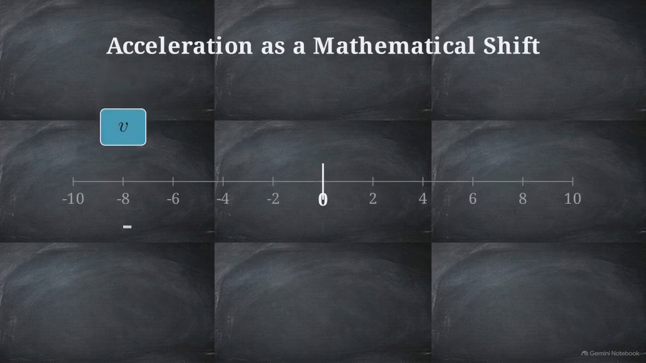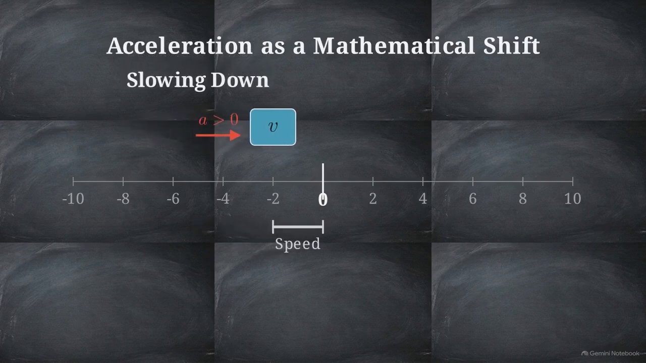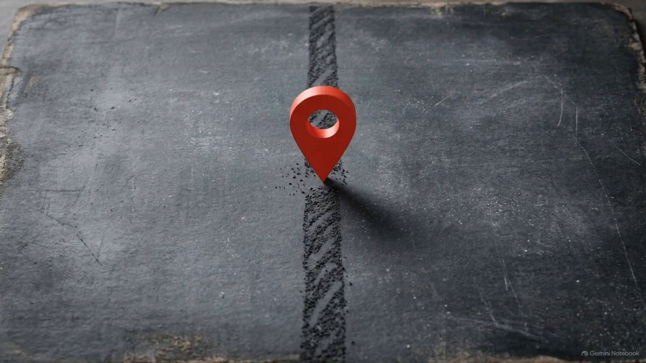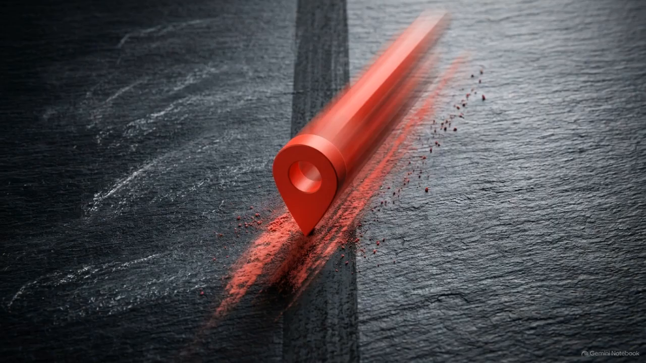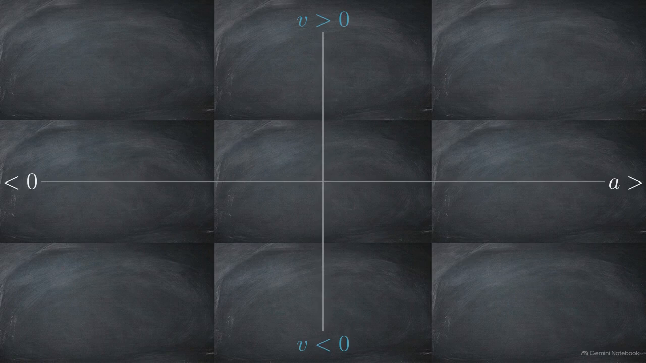Because acceleration modifies a signed value, velocity, its own sign only tells us which mathematical direction the velocity is shifting along the number line. It does not inherently tell us if the physical object is moving faster. Position tells us where the object is. Velocity tells us how the position is changing. Acceleration tells us how the velocity is changing. To evaluate speeding up or slowing down, we map velocity and acceleration simultaneously on a 2x2 grid.